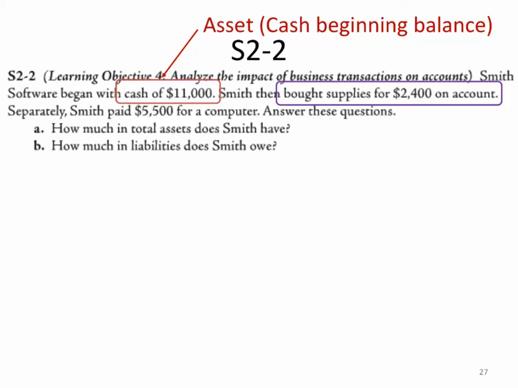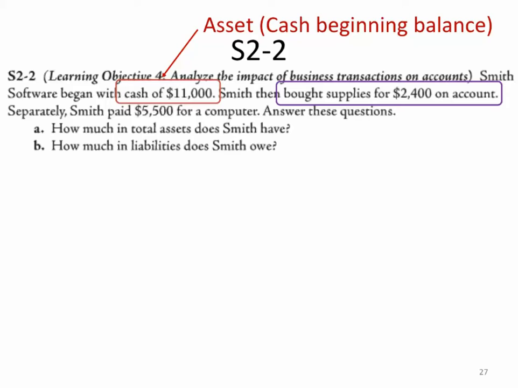Okay, so I'm going to start with you. You get the easy one. What one thing is impacted by buying supplies on account, with one account? Yes, that's what I'm looking for. And what kind of account is supplies? It's got to be an asset, liability, or equity. What do you think? Asset. Okay. It's an asset, yes. You're right, it's an asset.